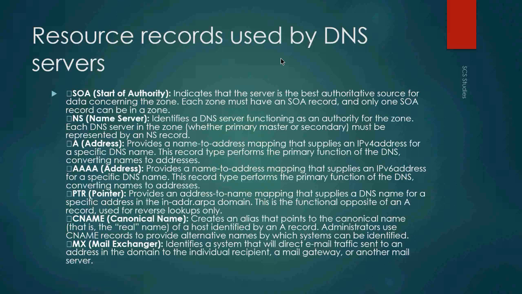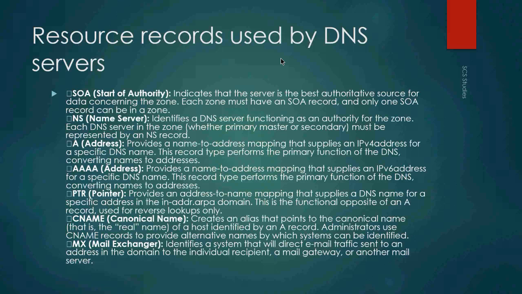PTR, for pointer record, provides address to name resolution. That means IP address to name. Okay. It is a mapping that supplies a DNS name for a specific address in the in-addr.arpa domain. This is the functional opposite of the A record. That means it is the complete opposite of the A record. The A record creates name to IP address conversion and PTR creates IP address to name conversion. It is used for reverse lookup only. Reverse lookup, backward lookup. Okay.